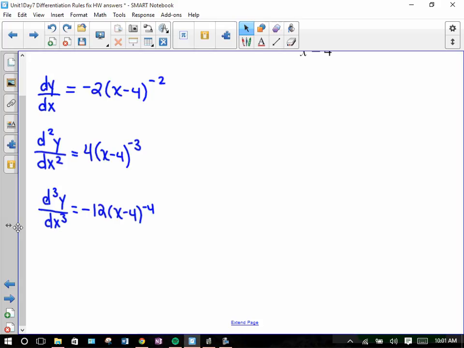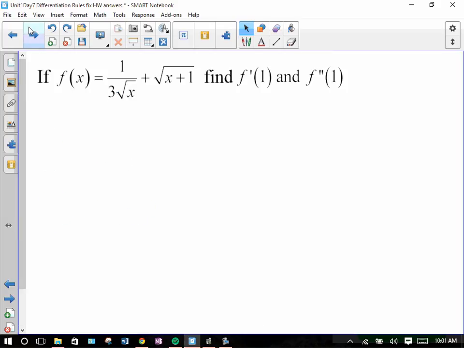So no questions here? Alright. I want to find the first derivative at x equals 1, and the second derivative at x equals 1.